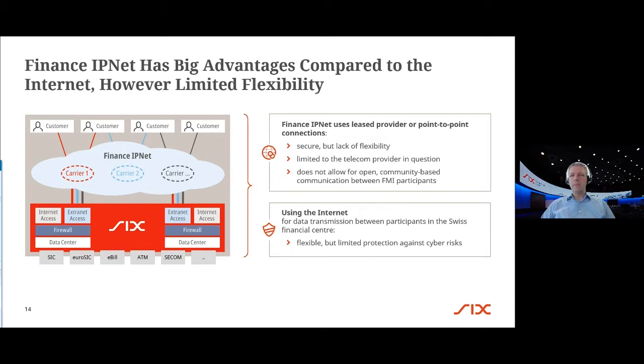Think about setting up connections, especially for long-haul distance connectivity. This becomes rapidly very complicated, complex and time-consuming. You can also choose just from the 3 service providers that we set up the network with, and there is no easy introduction of new service providers to that network. So it's always a bit limited, and it doesn't allow any-to-any communication between the participants either. So if customer A wanted to speak to customer B, it couldn't be done via Finance IPNet.